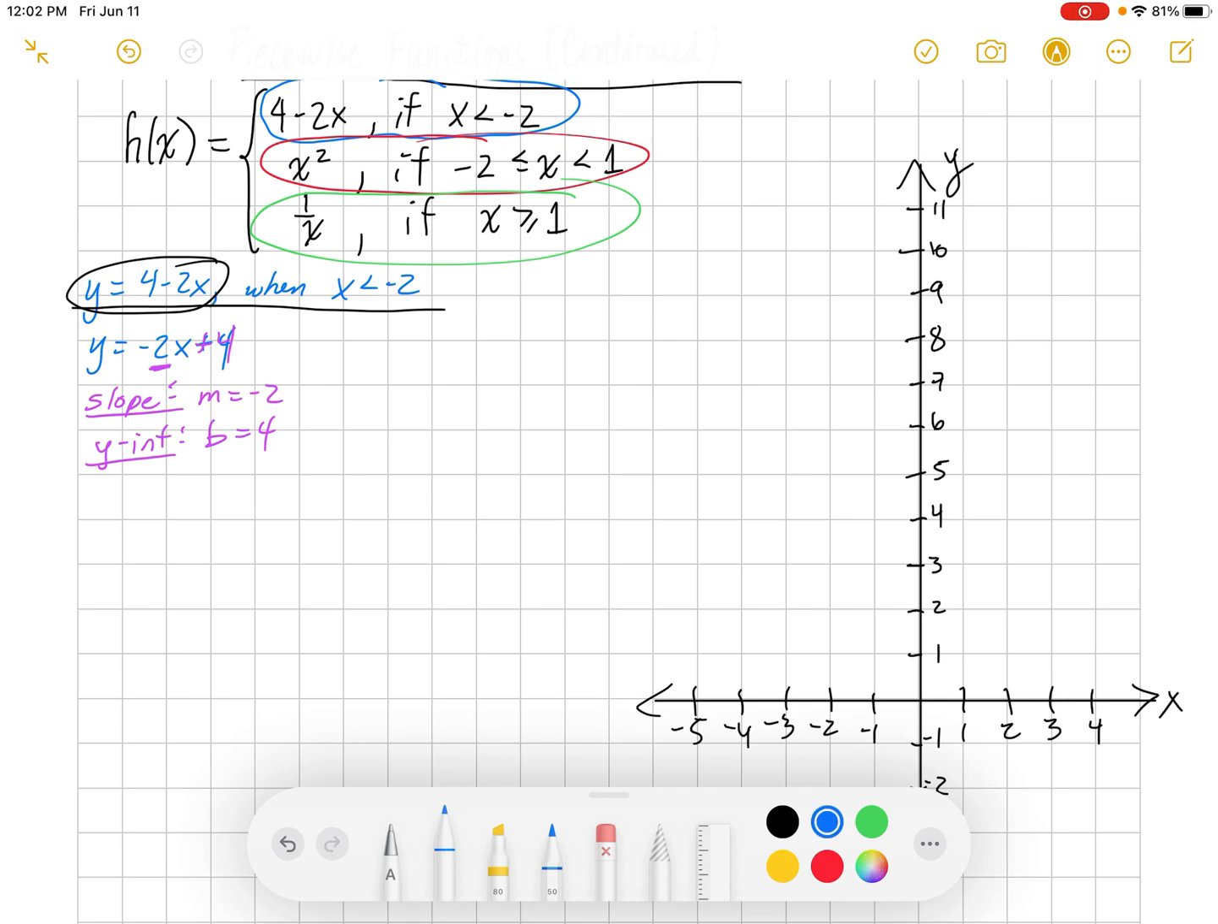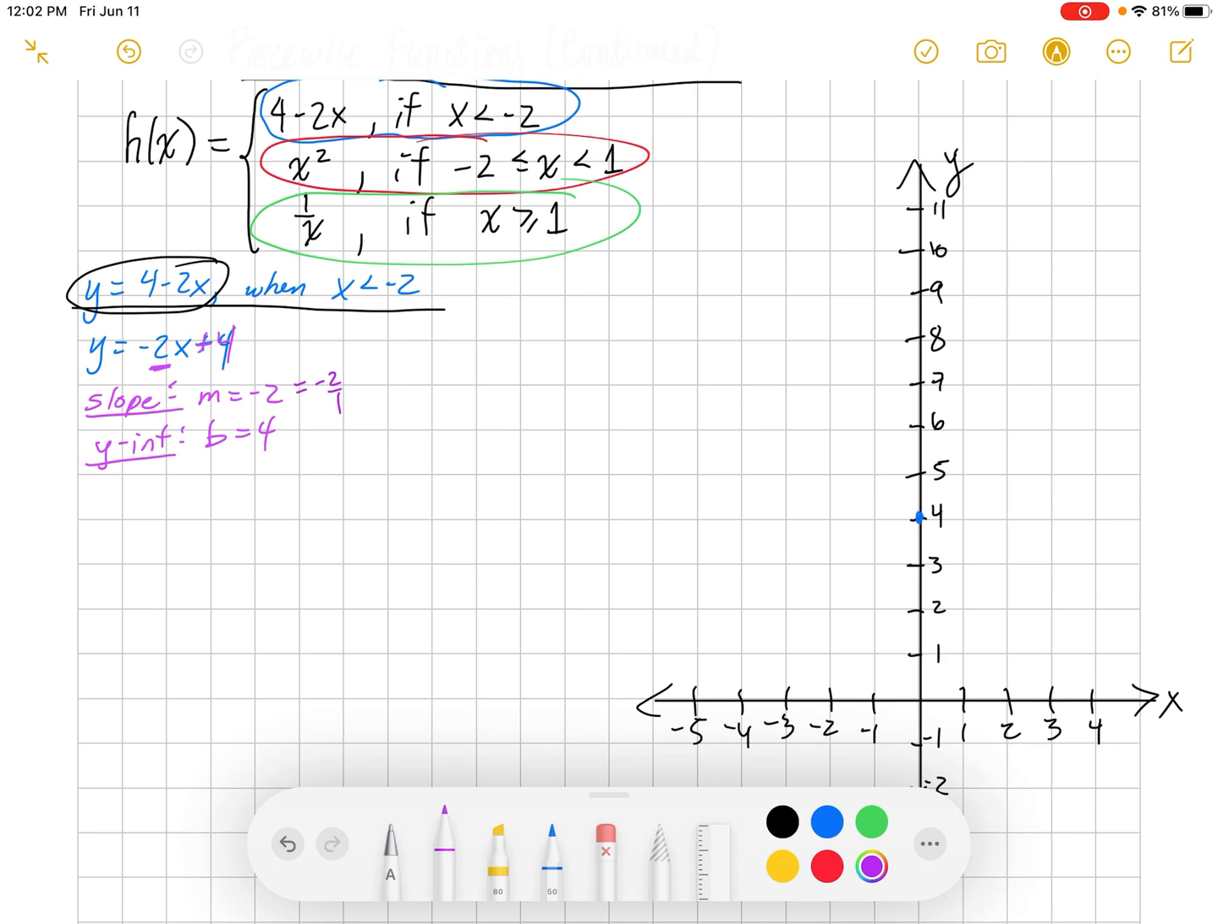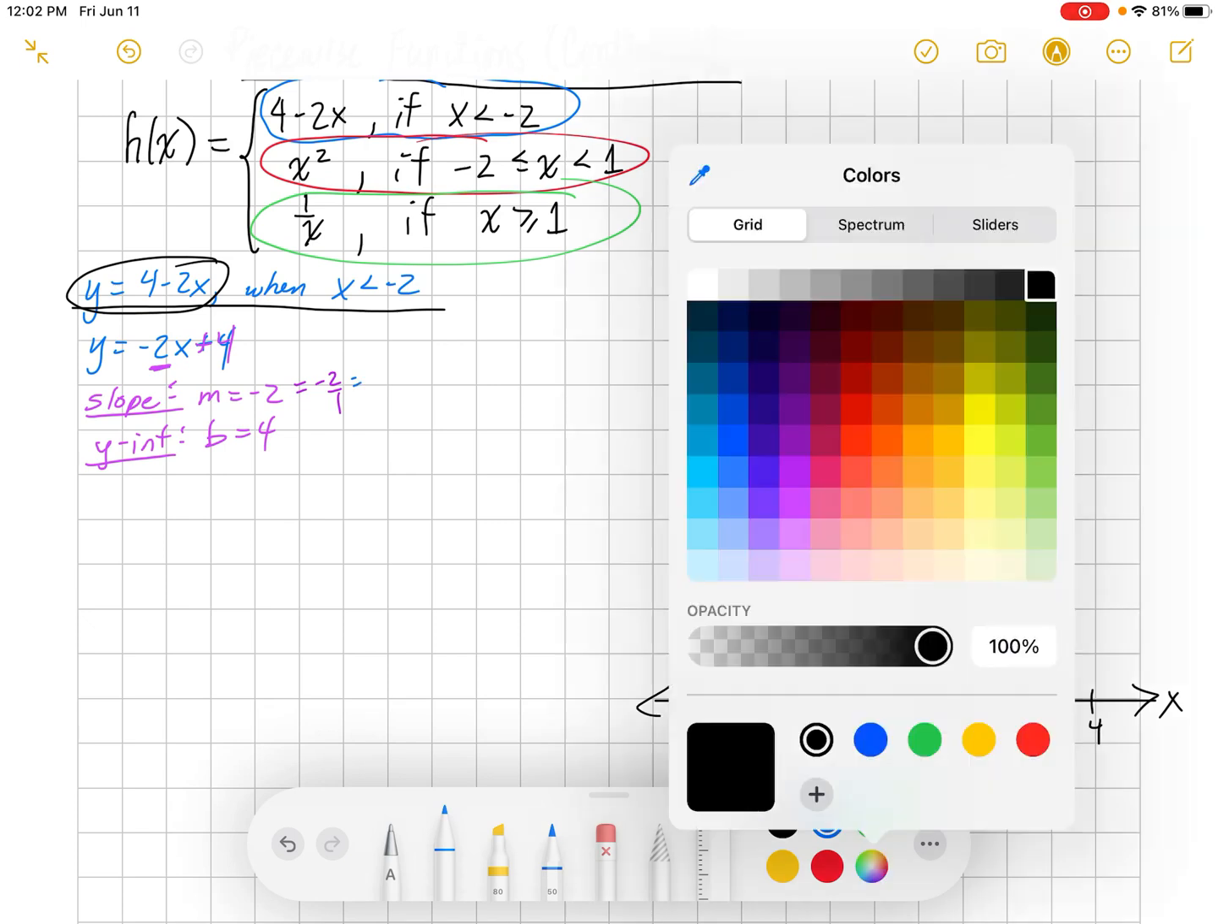So if I wanted to graph this, I'd start with, with a very light pencil, the y-intercept, the 4. And I would go down 2, right 1. Slope of negative 2 is down 2, right 1. Down 2, right 1. Down 2, right 1.